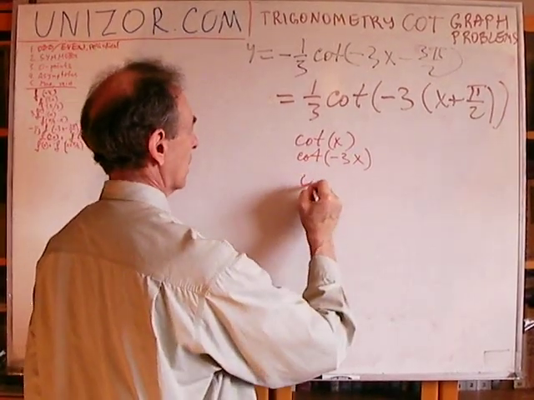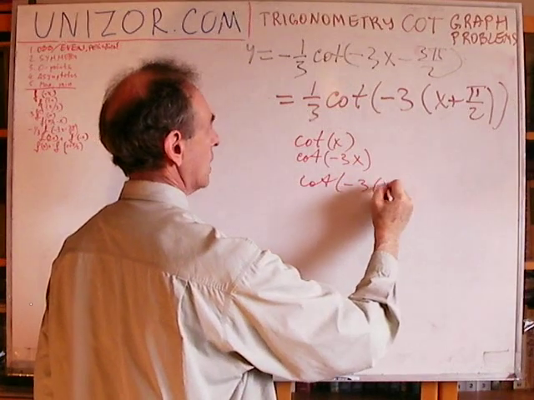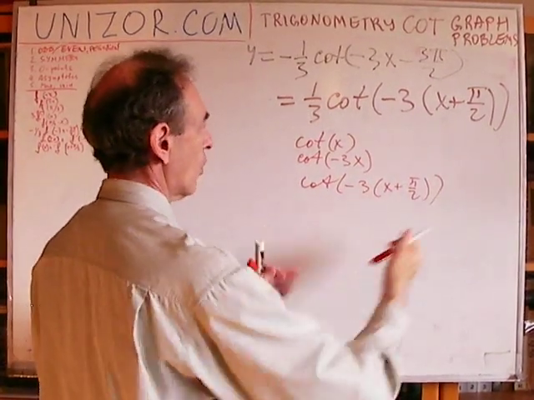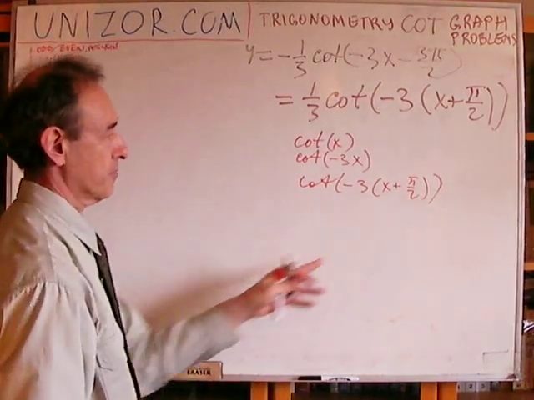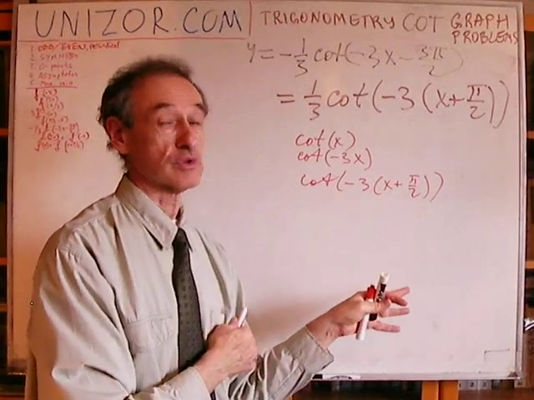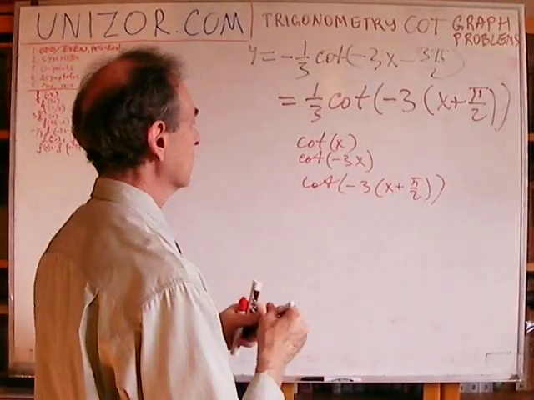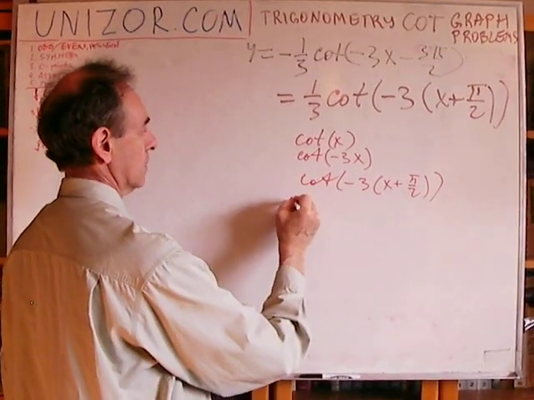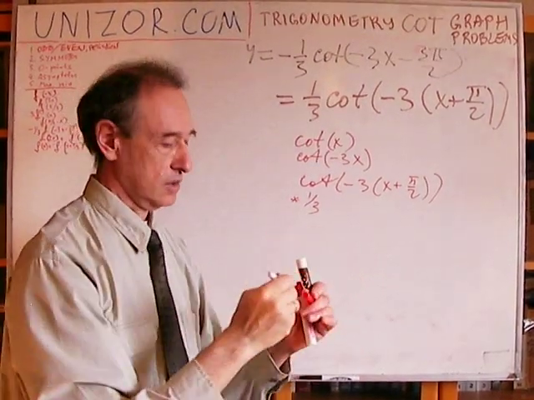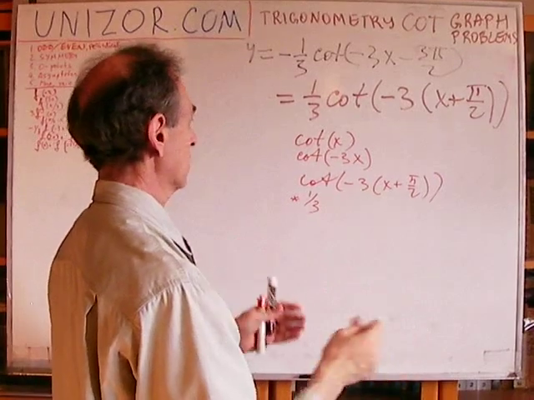Next would be cotangent of minus 3x plus pi over 2, which means we will shift the whole graph by minus pi over 2, which means pi over 2 to the left. And finally, we will multiply it by 1/3, which means we will squeeze it vertically 3 times. So that's the plan, right?